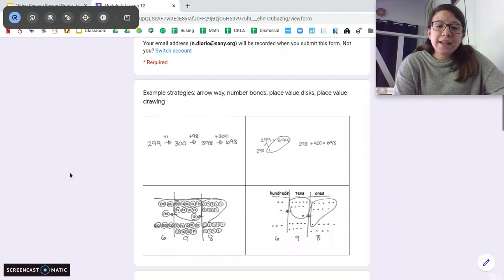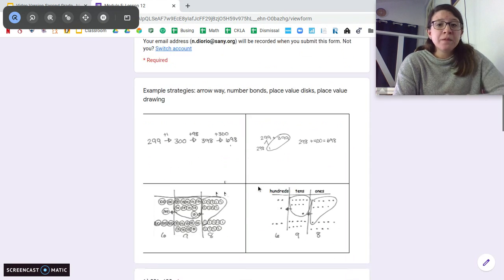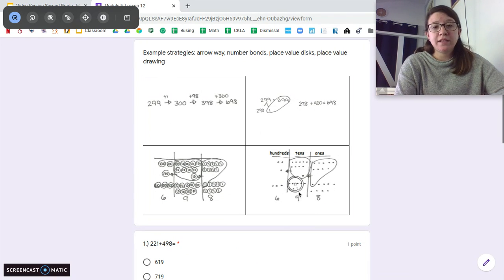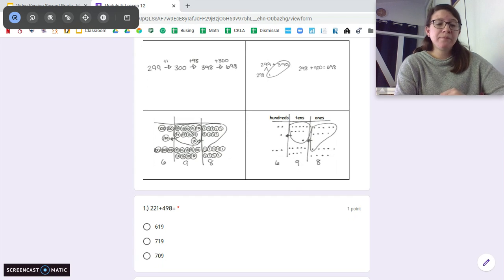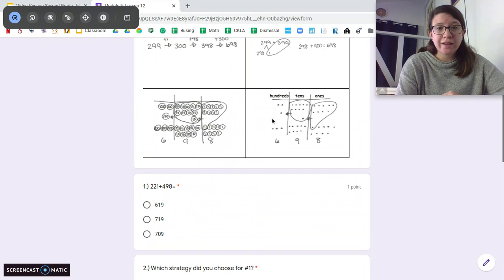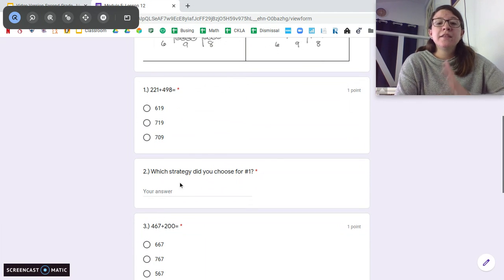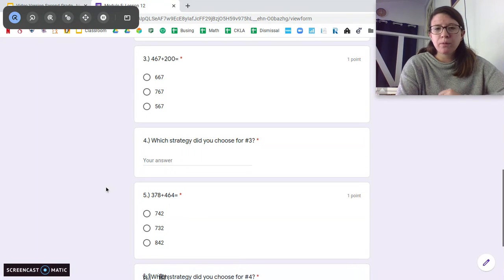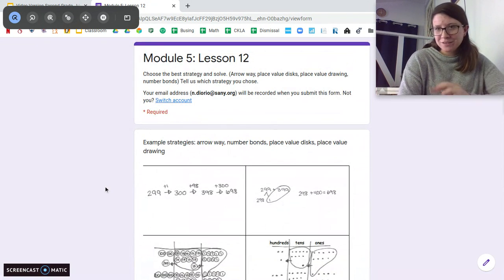For your exit ticket today, you're going to see 4 different strategies, okay? For each one of these problems, these are your example strategies. So we have the arrow way, the number bond way, place value discs, or a place value drawing. You can also do the vertical way. For each of these problems, you're going to solve using one of the strategies, including the vertical way. And then you're going to tell me which way you did it. So if you solved this one using the number bond way, write number bond way. If you solved this one using the arrow way, write the arrow way. Tell me which strategy you used. Just curious, just want to know.